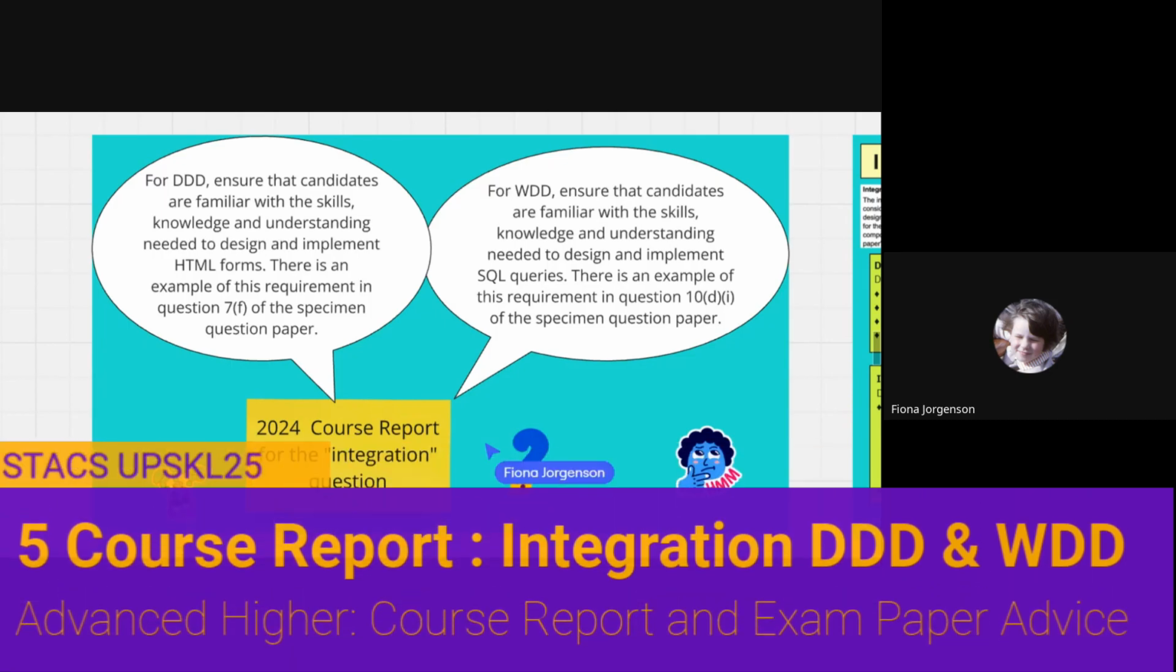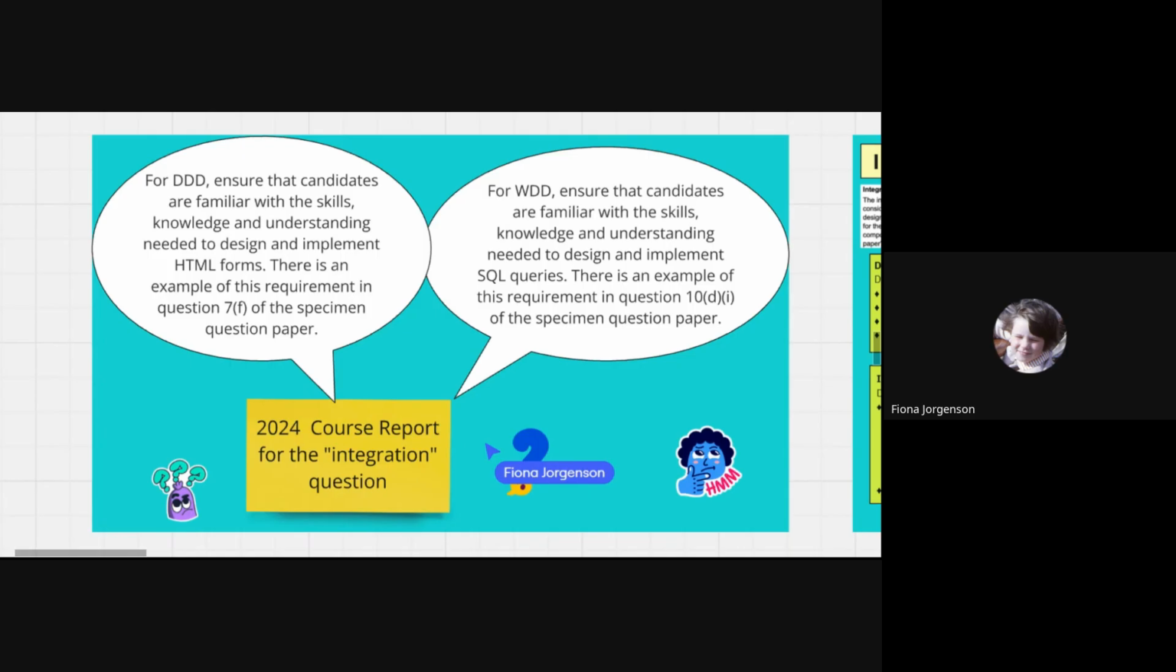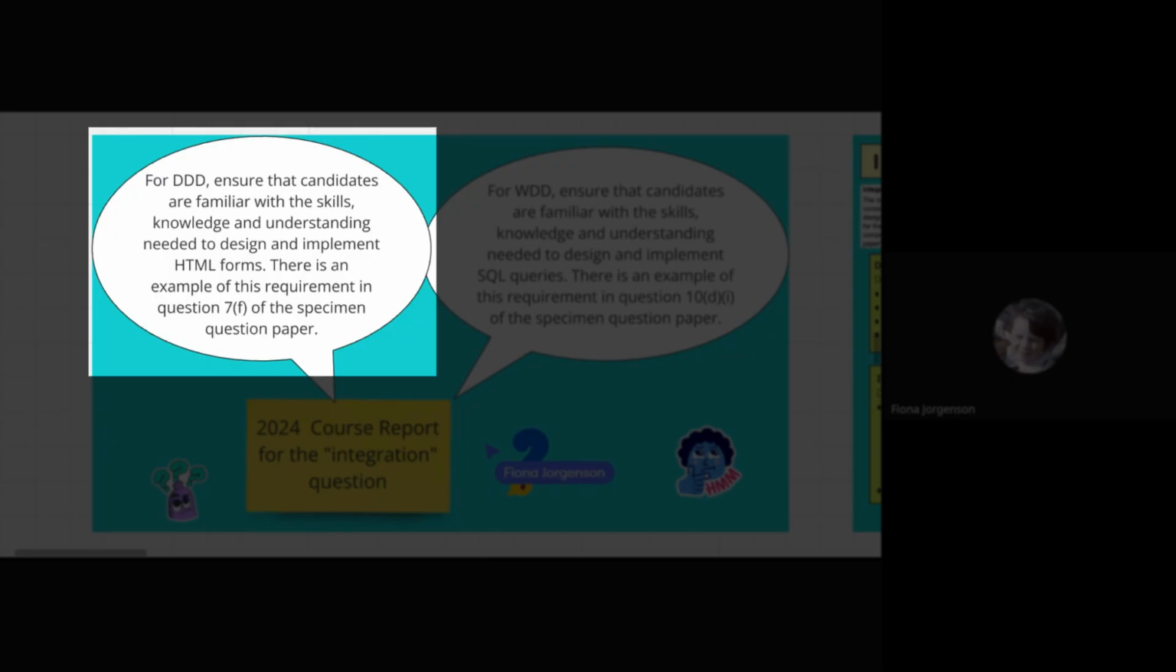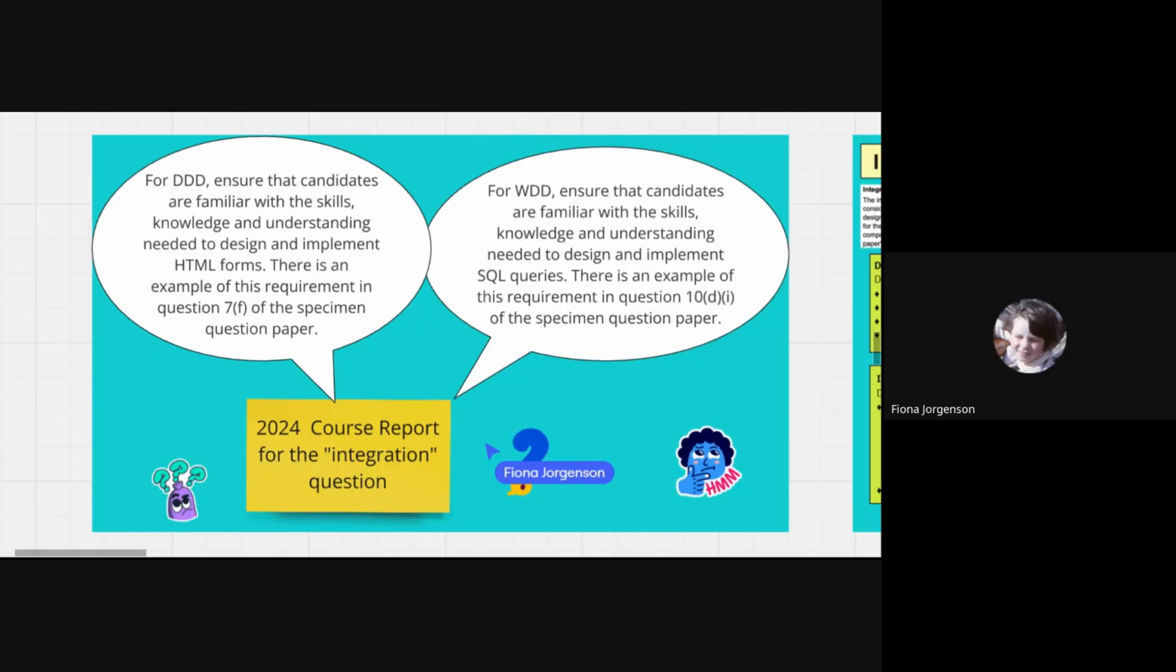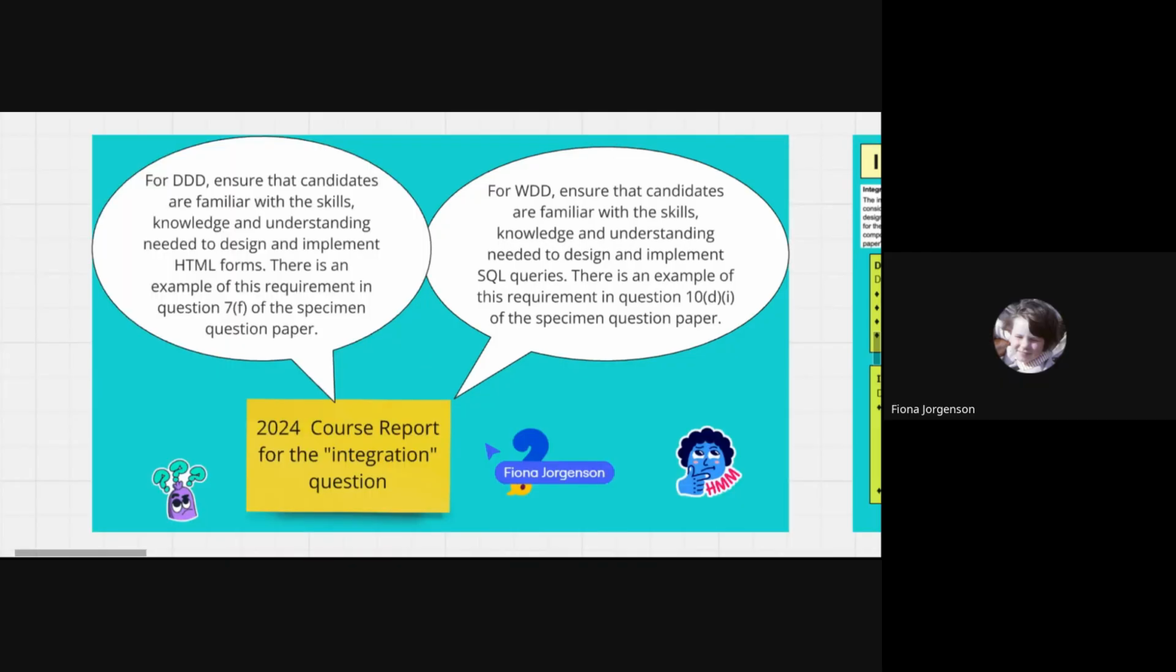Okay, so we've got the course report for the integration question. 2 points here. So for database, ensure that candidates are familiar with skills, knowledge, and understanding needed to design and implement HTML forms. And there's an example in the specimen paper, question 7. For web design, ensure candidates are familiar with skills, knowledge, and understanding needed to design and implement SQL queries. And again, there's an example highlighted in the specimen question paper.